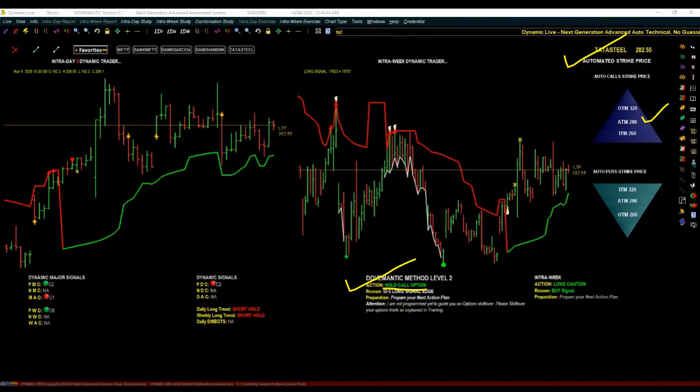Now, for you to make a phone call and give this instruction over the phone, how much time is it going to take? It is hardly going to take around 20 to 30 seconds, isn't it? Let's assume it takes 30 seconds. So in 30 seconds, you have conveyed a message and your call option is bought. It means you have started trading, isn't it?